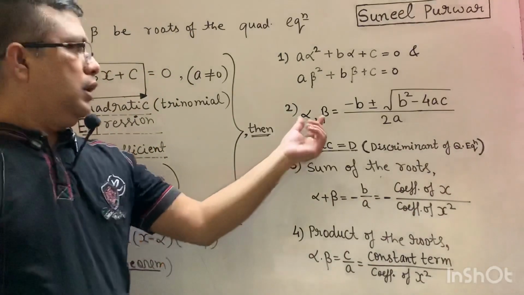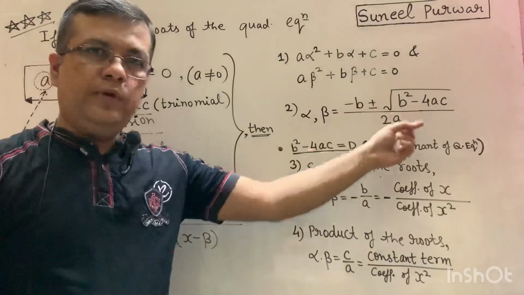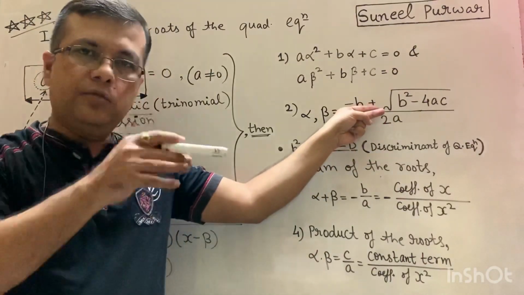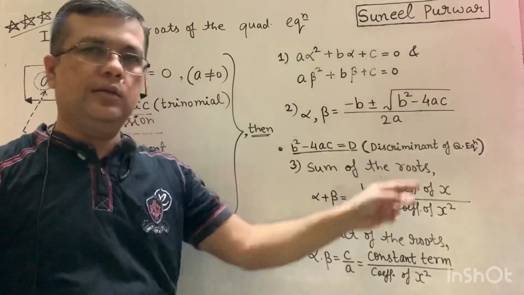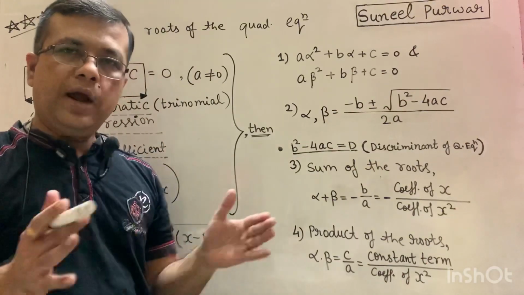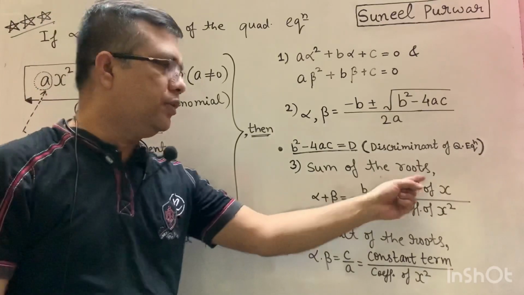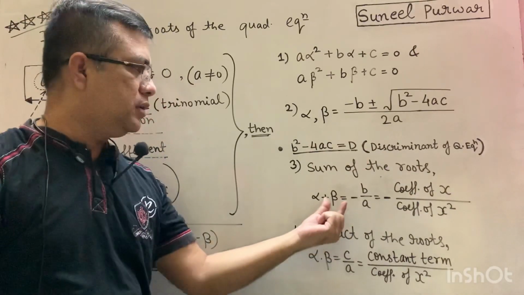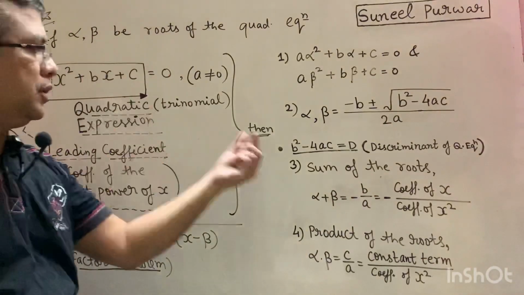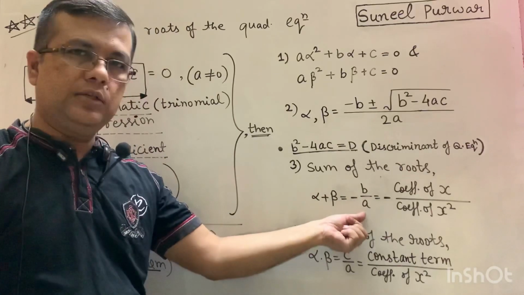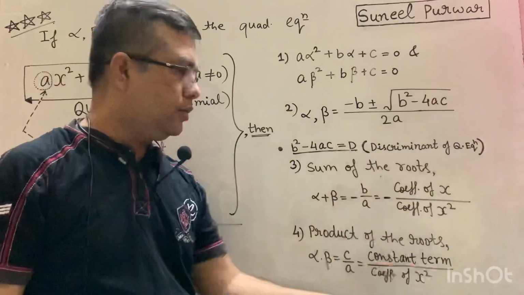Now, there are two values here, one with the plus sign. If you take the plus sign, you will get one root. If you take the minus sign, you will get another root. If you add both the roots, you will get the sum of the roots. What are the roots? Alpha, beta. So the sum of the roots, alpha plus beta, is equal to minus b by a. This is the formula. What is the interpretation of this formula?